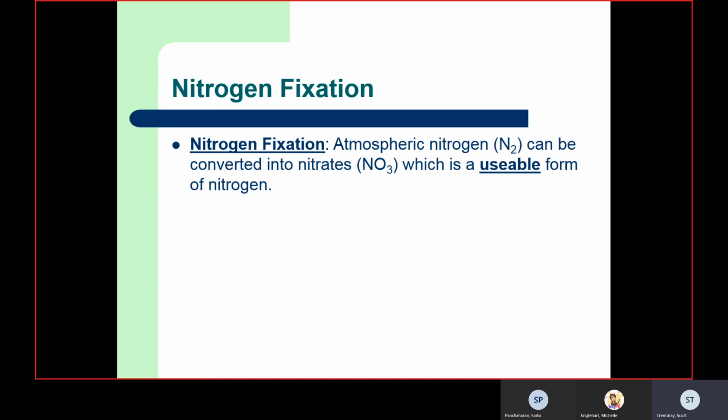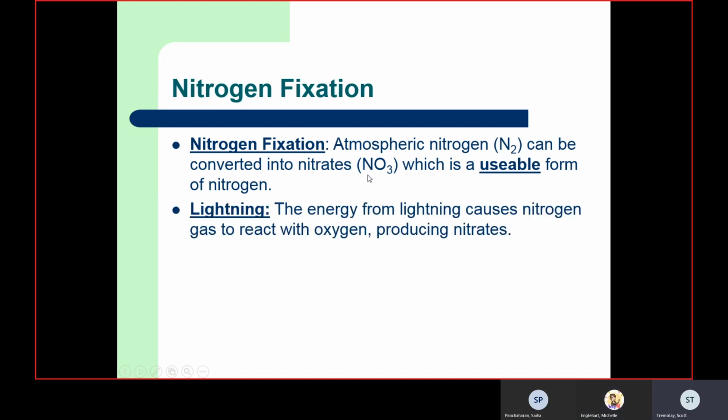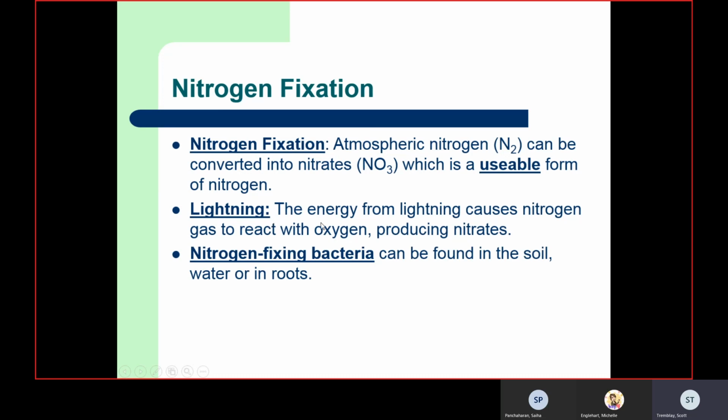So we're just changing different kinds of nitrogen until it's a usable form of nitrogen. Lightning can actually create nitrates as well. So if you're wondering how the first set of nitrates were created, it's through lightning, but it's such a small amount compared to what living organisms do.